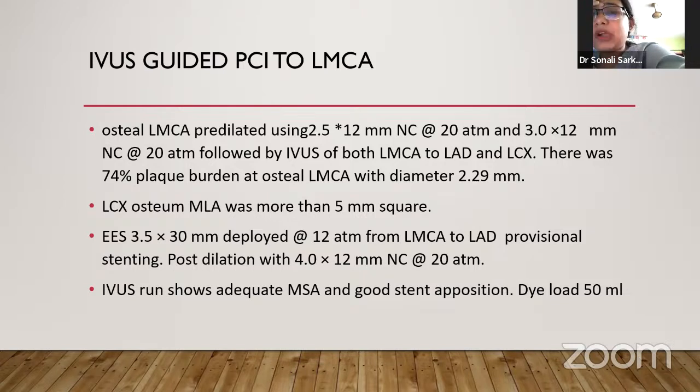So we deployed a 3.5 by 30 millimeter Synergy stent at 12 atm, and then what was done with a 4 by 12 millimeter NC at 20 atm. The IVUS run showed adequate MSA and a good stent apposition, but for the left system, we had to use a dye load of 50 ml.